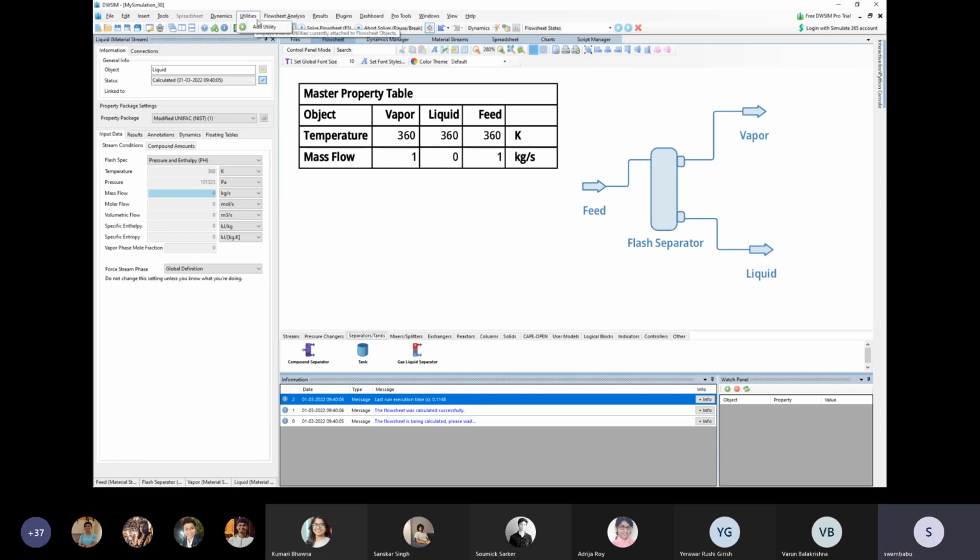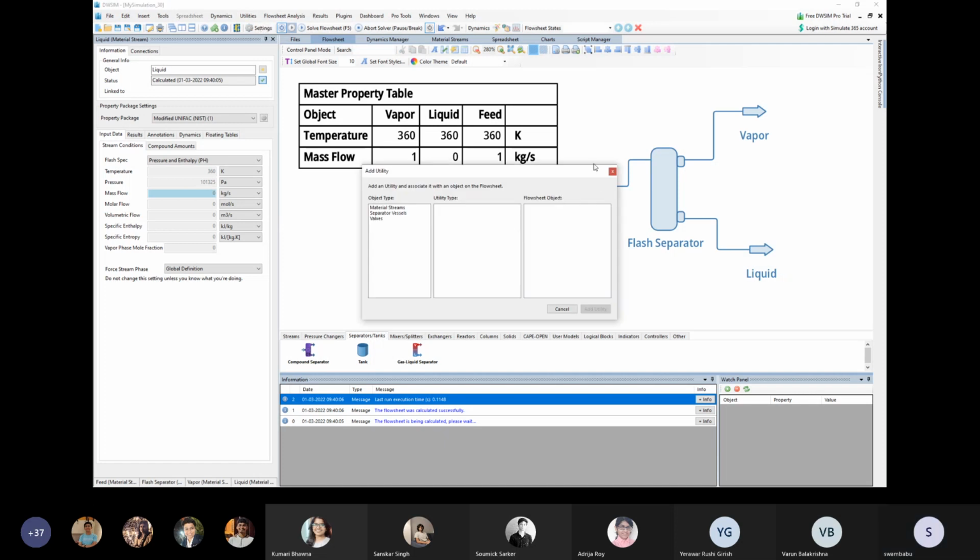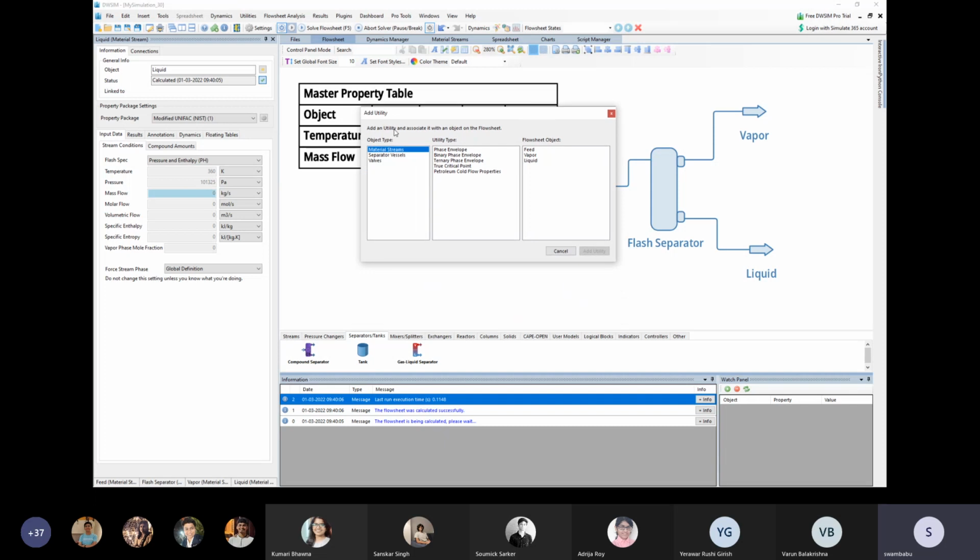Now I wanted to show you one more thing: utilities, add utility. Using this add utility option, we can generate phase envelopes, binary phase envelopes, and ternary phase envelopes. If you want to generate vapor liquid equilibrium data, we use binary phase envelopes. If you want liquid liquid equilibrium data, we use ternary phase envelopes. So we want to generate the binary phase envelopes of the feed.